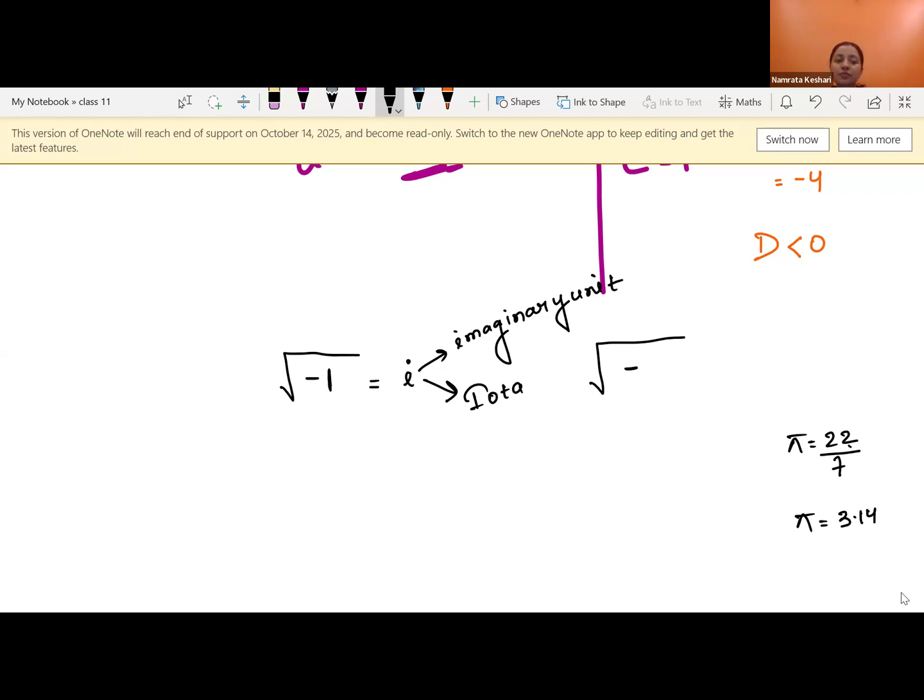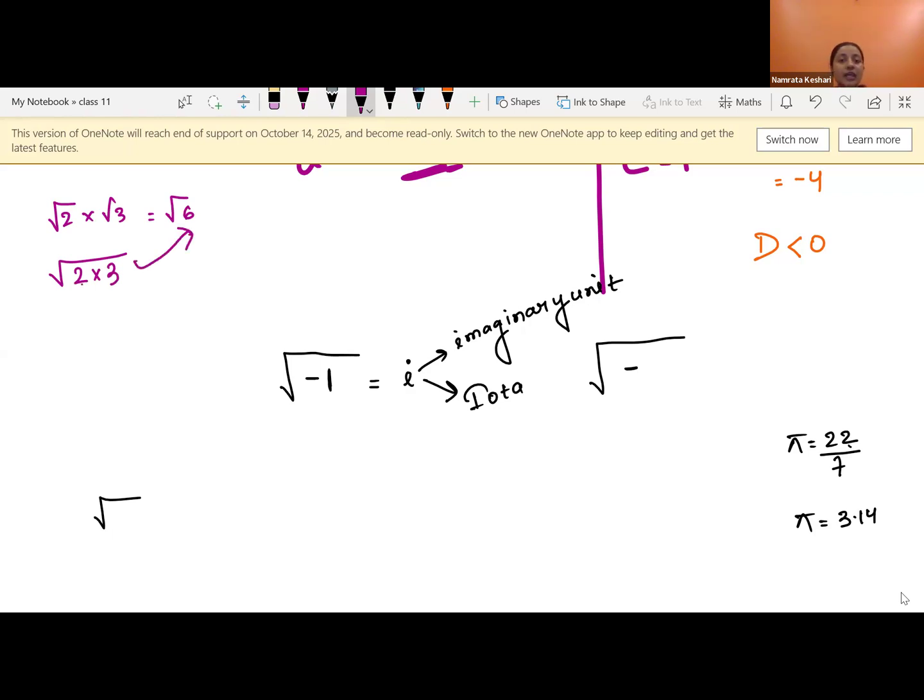Now, first tell me, do you know that root 2 into root 3, Abdul, is root 6? Yes. Why? Because both the root numbers come and sit inside one root sign, and hence they make this one, right?